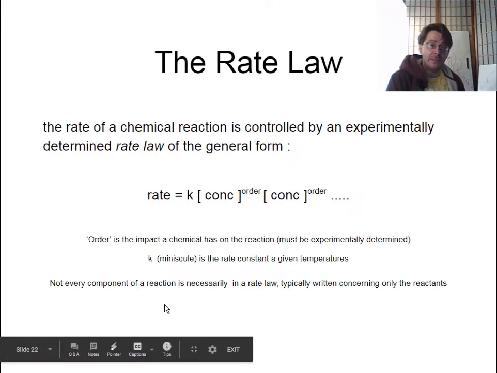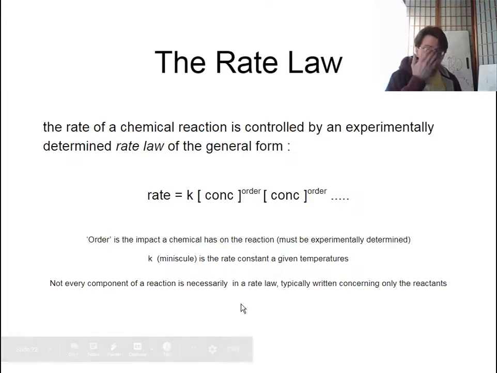Not every component in a reaction will necessarily show up in the rate law. So you'll have 3 reactants, but only 1 or 2 might show up in the rate law. Again, you don't know. It turns out that you have to experimentally determine it, and it has to do with the way the molecules are interacting. You do not know, and so it has to be experimentally determined. And there are 2 or 3 ways to experimentally determine them, and we're going to talk about one of them after we go through some examples with the rate law.